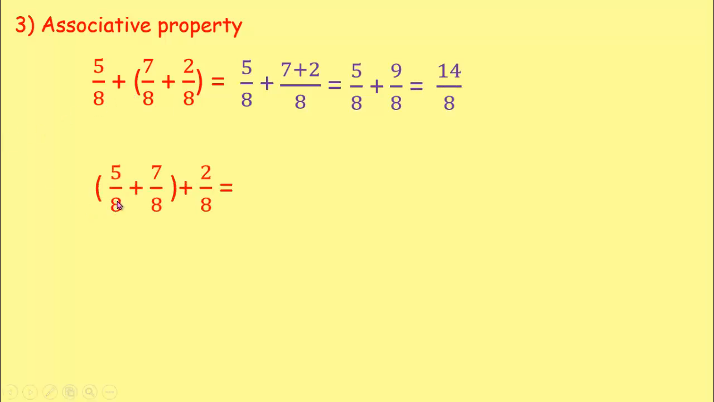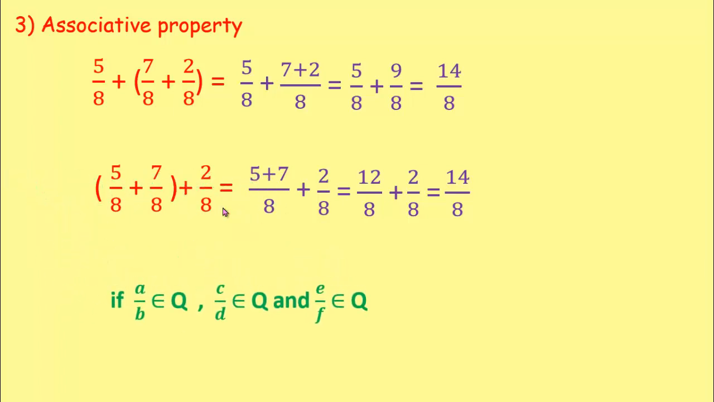If I regroup now, 5 over 8 plus 7 over 8, those are the two numbers that I am going to add together, and the result I am going to add to 2 over 8. I will have 12 over 8 plus 2 over 8, and the final answer is the same, 14 over 8. So, if A over B belongs to Q, C over D belongs to Q, and E over F belongs to Q, whether I group them together in any way, still I'm going to have the same answer, and this is the associative property. I can group numbers and regroup them in another way, and still when I am doing addition, I'm going to have the same answer.